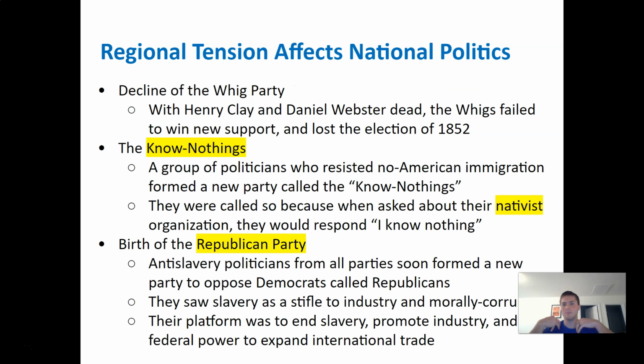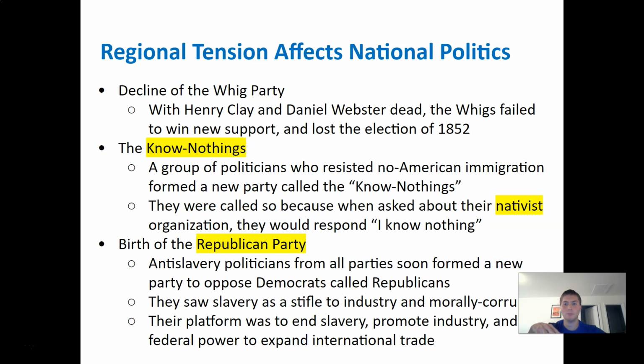So for one thing, the Whig Party is now starting to go into decline. The Whigs that were formerly against the Democrats, those old Whigs like Zachary Taylor and Winfield Scott, are going to start to die down as Henry Clay and Daniel Webster are no longer in the picture. They're now dead. So the Whigs are never going to hold another public office after 1852. So they're kind of done at this point.